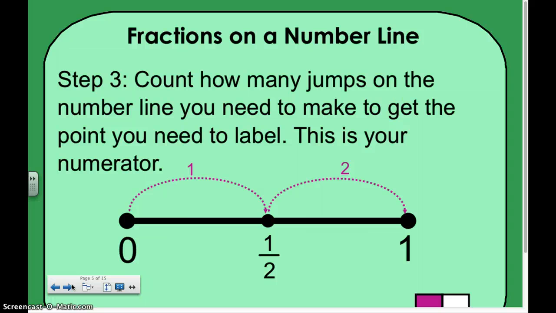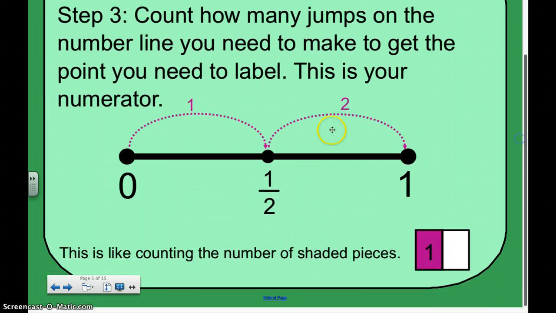Step 3, count how many jumps on the number line you need to make to get to the point you need to label. This is going to be your numerator. So if I'm labeling here, there's 1 jump to get there. This 1 is going to be considered 2 halves. So any number that is a whole number can be represented as a fraction. It would just be the same number over the same number. So the numerator and the denominator are going to be the same.